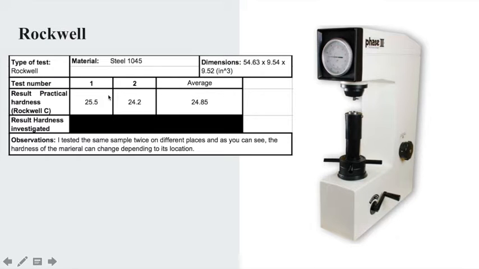Now, for Rockwell, there were 2 samples as well. These are the 2 practical hardness found, and the average was 24.85. You can see that the hardness can increase depending on its location on the piece. These were 2 of the measurements that we got.